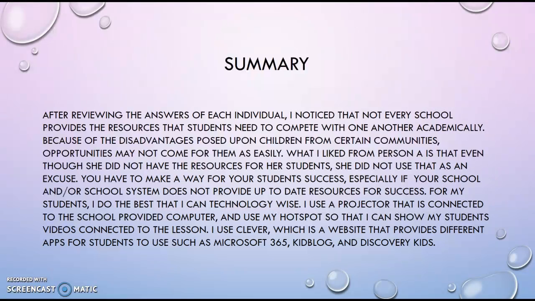What I liked from person A is that even though she did not have the resources for her students, she did not use that as an excuse. You have to make a way for your students' success, especially if your school and or school system does not provide up-to-date resources for success.